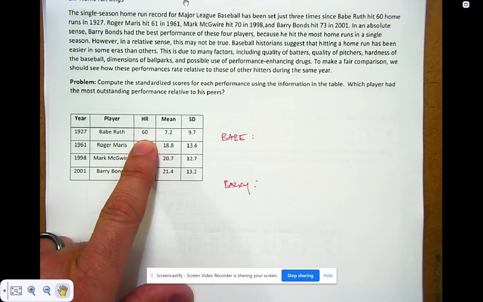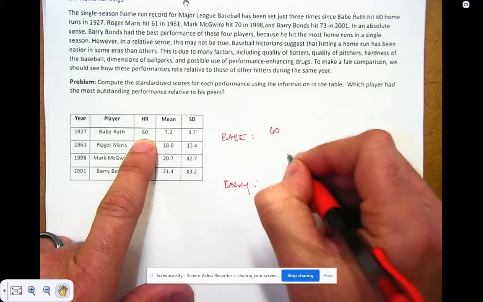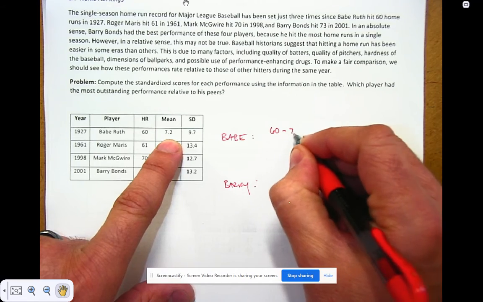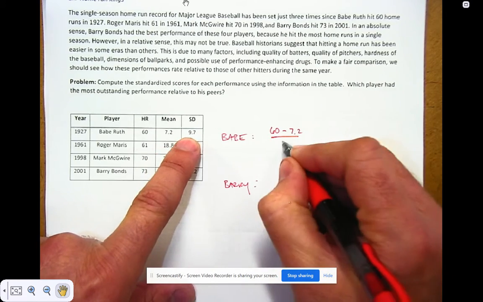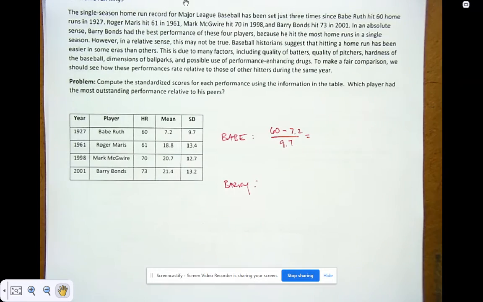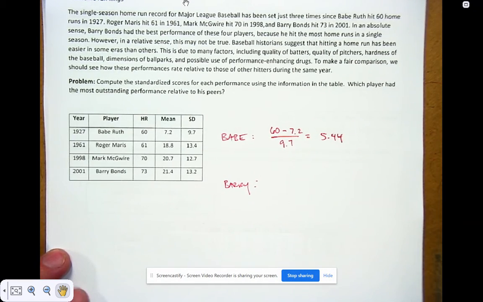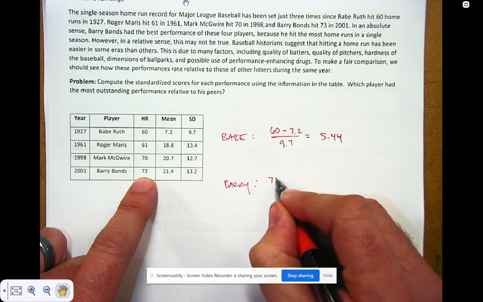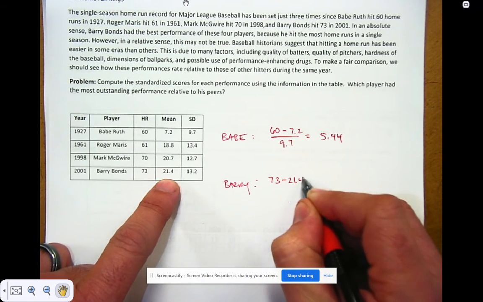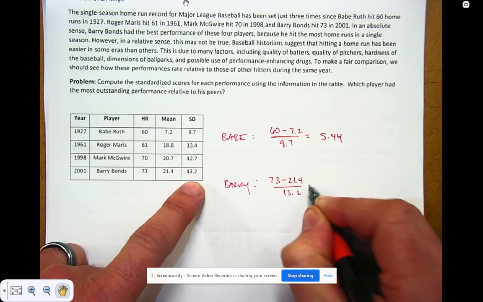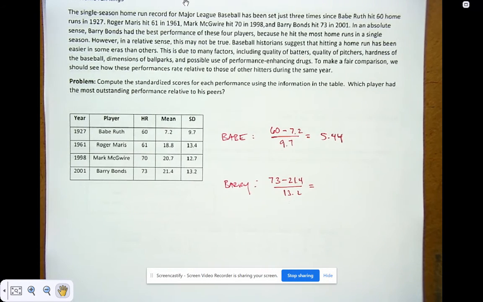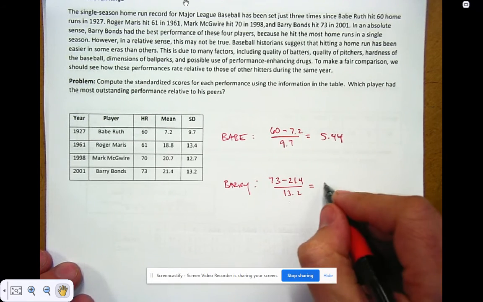Let's take the number of home runs that Babe Ruth got, 60, and let's subtract the average, which is 7.2, and divide by the standard deviation, which is 9.7. So if I take 60 and I subtract 7.2, hit enter, and then divide by 9.7, I get 5.44. And if I take Barry Bonds, who had 73 home runs, subtract the average, and divide by the standard deviation, you get 73 minus 21.4, hit enter, then divide by 13.2, and you get 3.9.